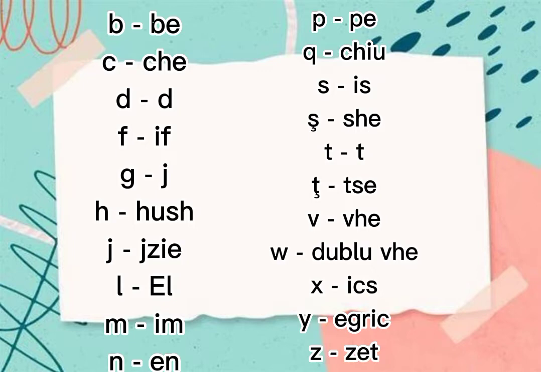the letter R as in R, and the letter S as in is, the letter S with a cedilla symbol as in sh, and the letter T as in t, the letter T with a cedilla symbol as in che, and the letter V as in ve, the letter W, the letter X as in X, Y as in Y, and the letter Z as in Z.